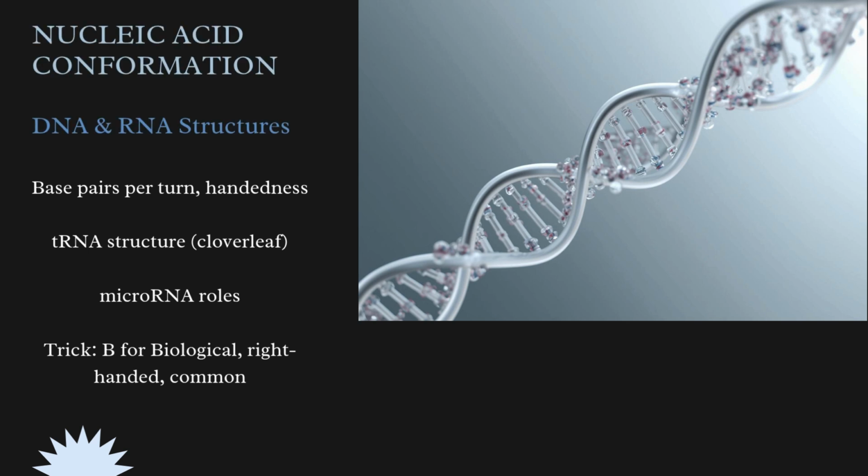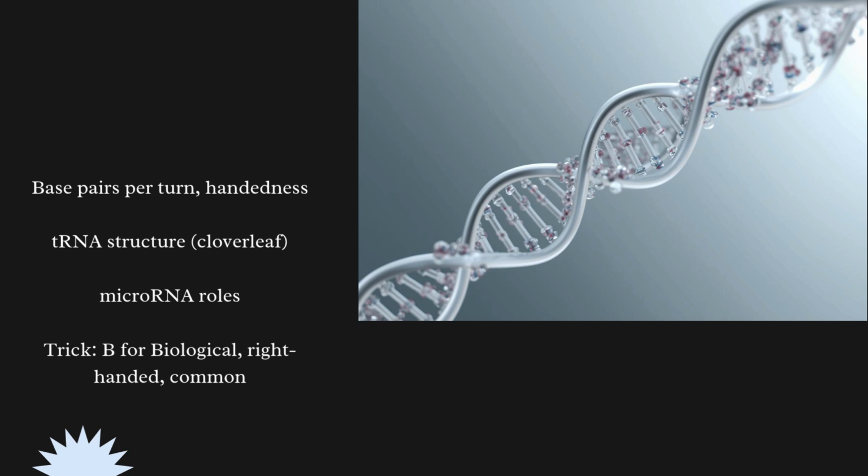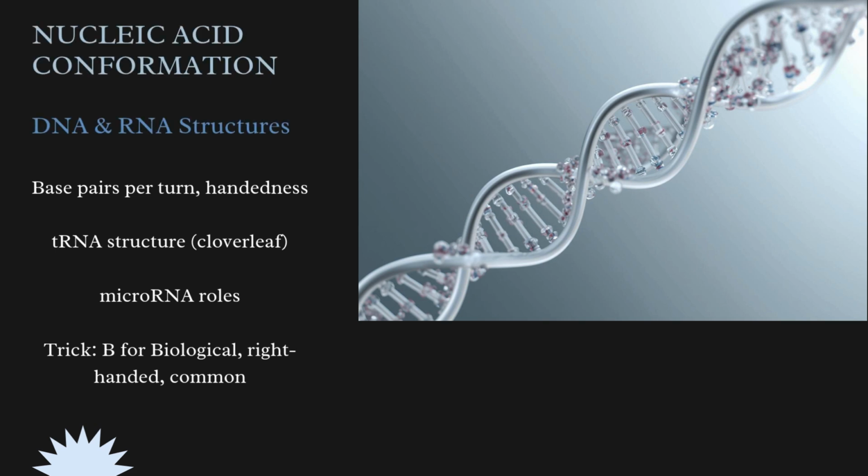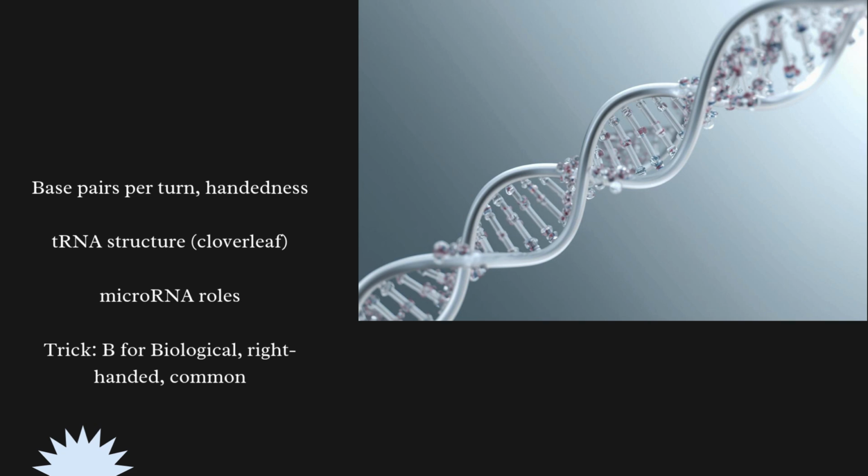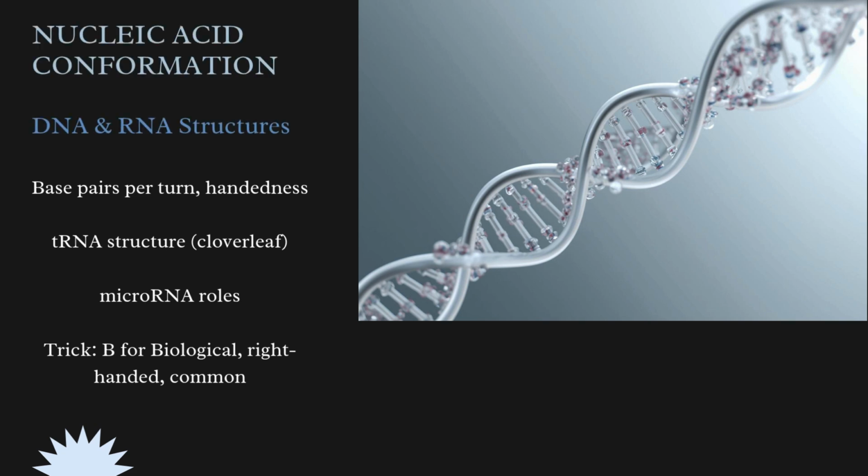Conformation of nucleic acids. This topic covers A, B, Z DNA, RNA structure, tRNA, microRNA base pairing, major and minor grooves. You might get a conceptual question like, which form of DNA is left-handed and rich in GC pairs? Answer: Z-DNA. Simple, but conceptual.